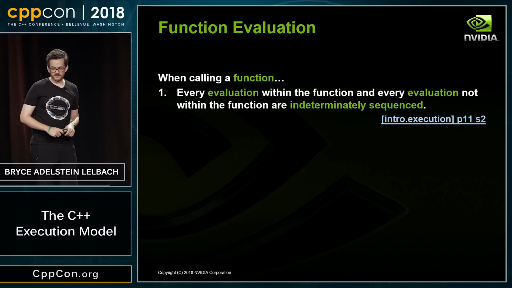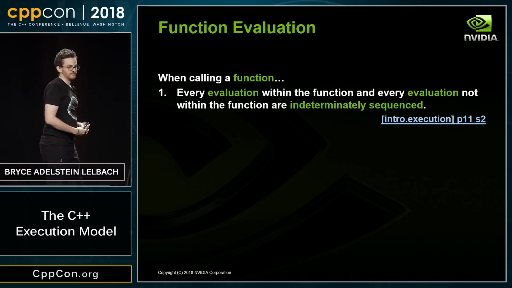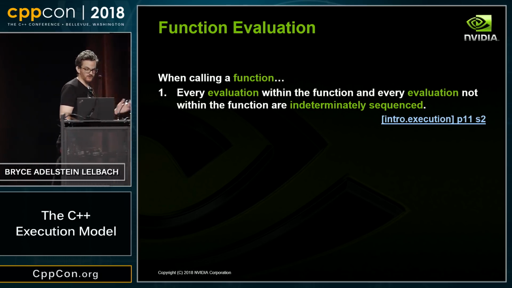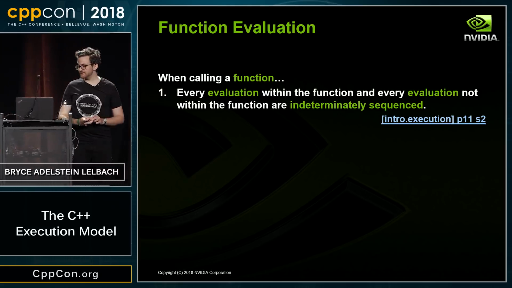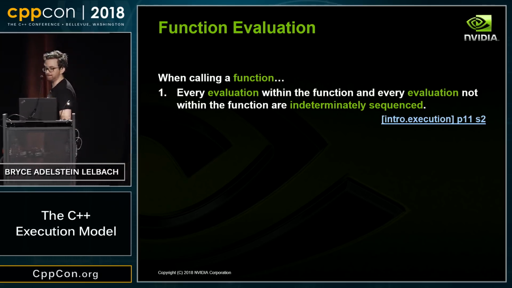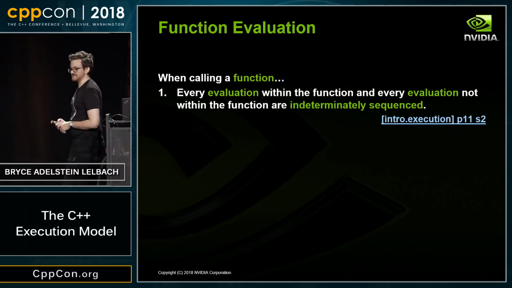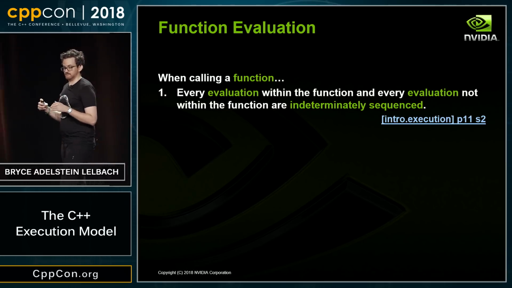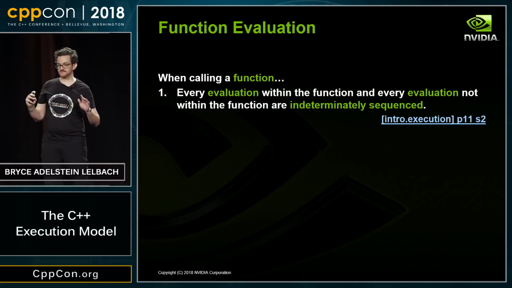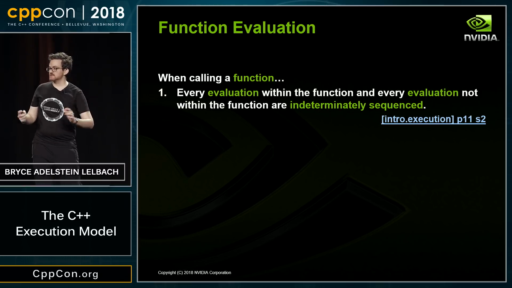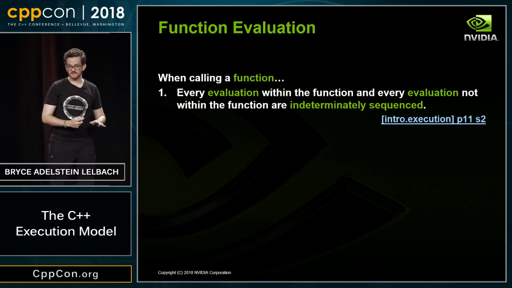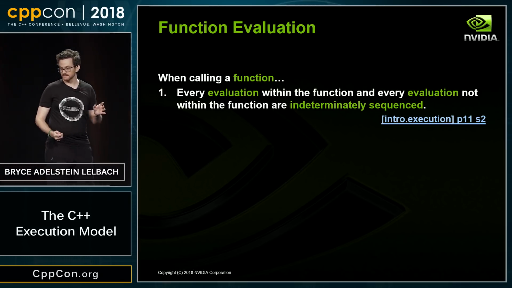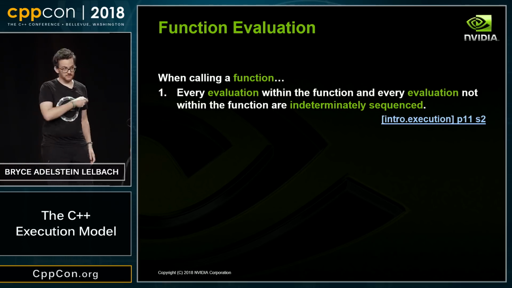All right, so now let's talk about function evaluation. There's 4 rules I'm going to go through here. They're a little bit wordy, but then we're going to look at an example. So the first rule is when you're calling a function, every evaluation within the body of the function and every evaluation that's not within the body of the function are indeterminately sequenced. This is the property that says you can't interleave my functions. Now, of course, if the compiler can prove that it could interleave your functions under the as-if rule, that you can't observe the side effects, then sure, it could do that. But if it would be observable, not through UB, then it's not allowed to because of this rule.